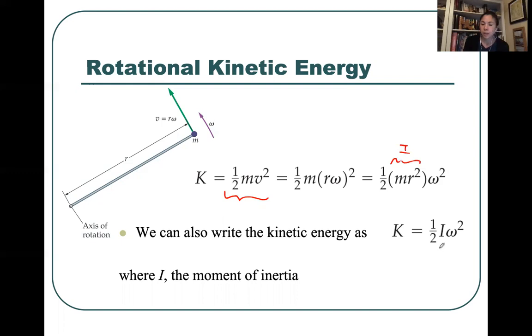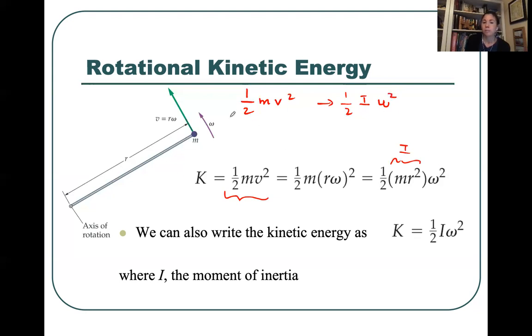Another way to do this, and we talked about that a little bit before, is if we start with 1/2 mv squared and we draw the analogy. The m is for inertia in linear motion, so here we're going to be using I instead, and for v we're going to replace the v by omega r. Okay, all right, and we end up with the same result.